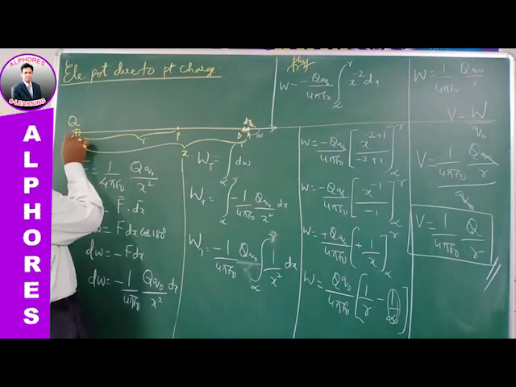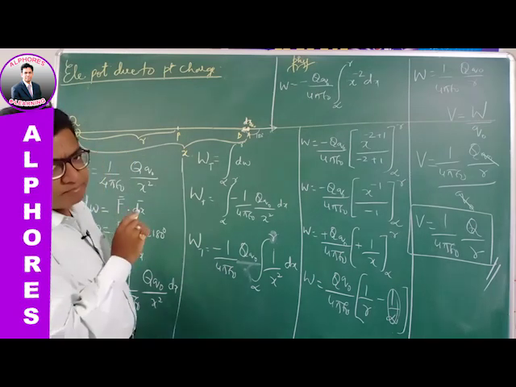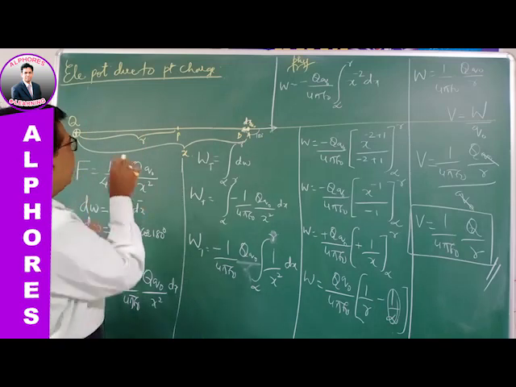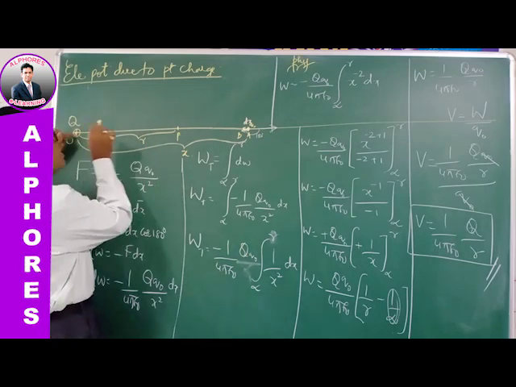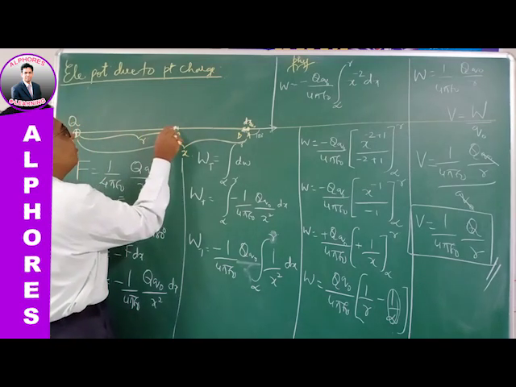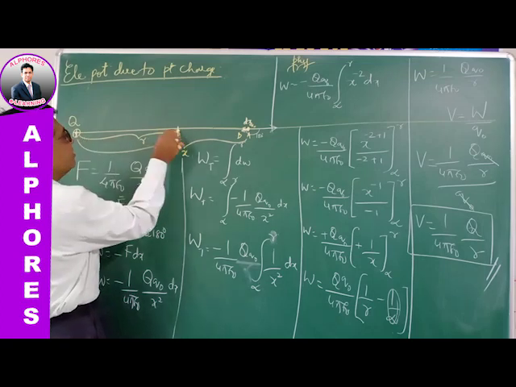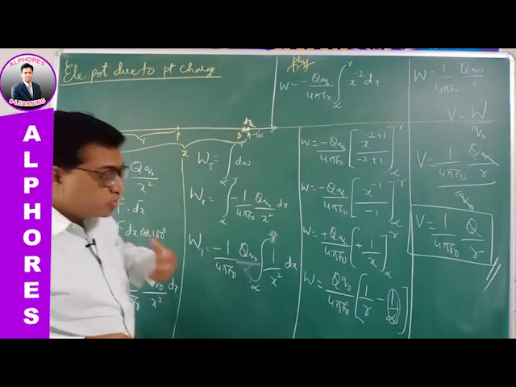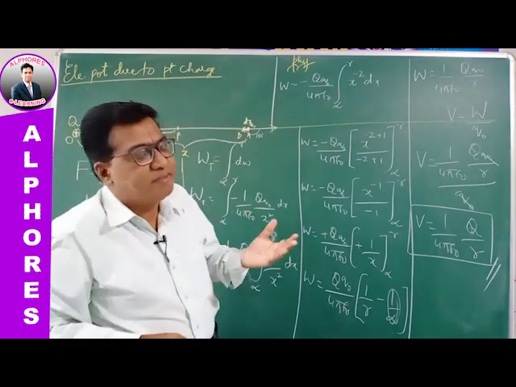So now consider a point charge capital Q fixed at a point O. This is the charge whose potential I have to find. Now I have to find the potential of this charge at a point P. Imagine a point P at a distance r from this point charge capital Q. Now, to find the potential, what is the definition?